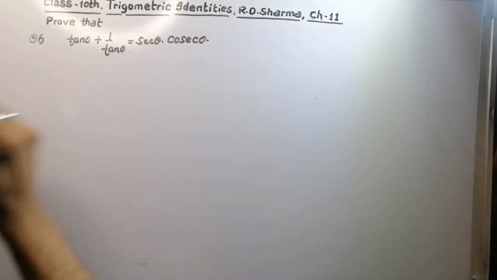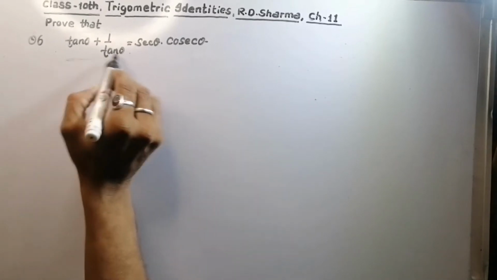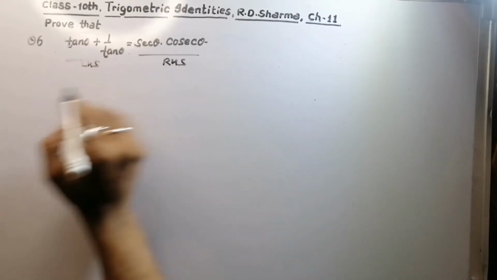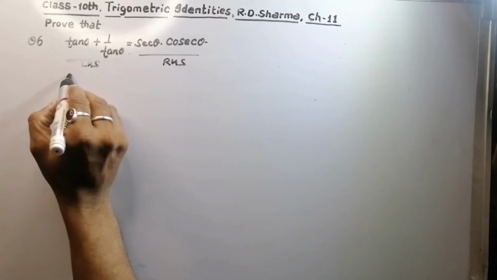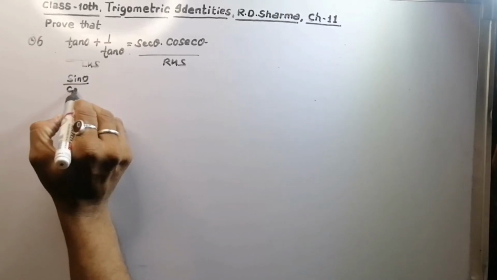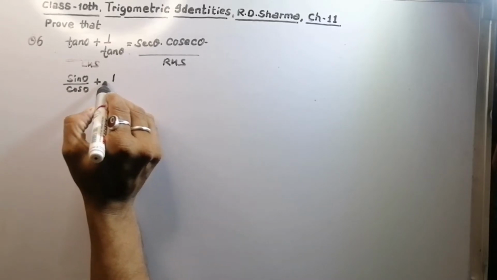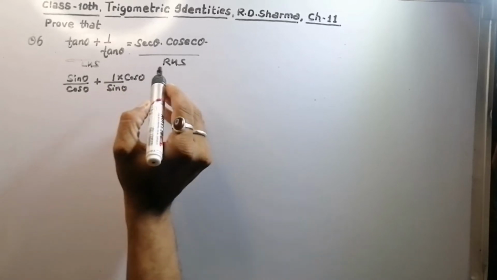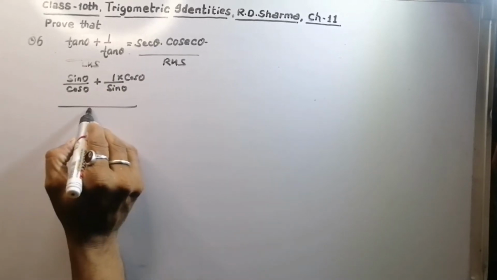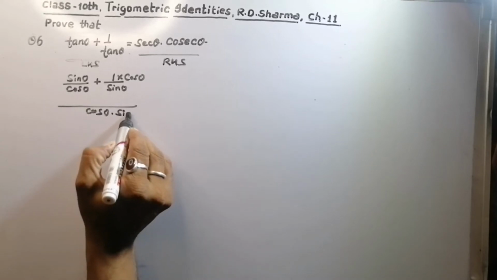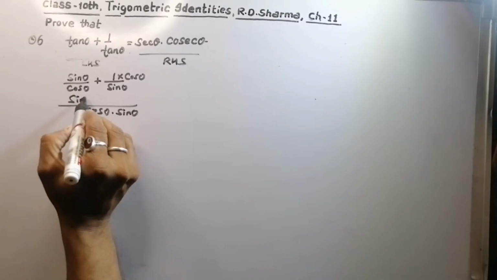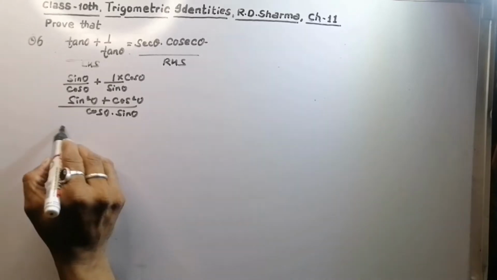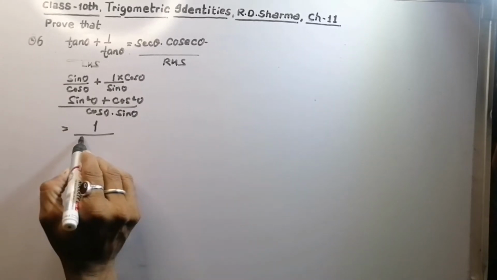Tan theta plus 1 upon tan theta is equal to sec theta into cosec theta. First we will take the left hand side, and this is the right hand side. In place of tan theta we can write sin theta upon cos theta plus 1 upon sin theta upon cos theta. Cos theta goes upside, and if we take the LCM of it we get cos theta into sin theta. Cos theta divided by cos theta, we get sin square theta plus cos square theta. We know that sin square theta plus cos square theta is equal to 1, upon cos theta into sin theta.